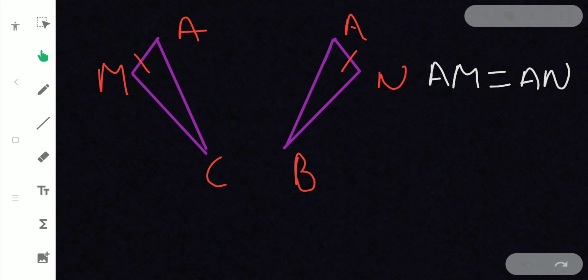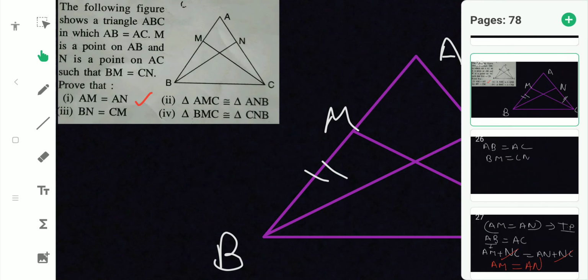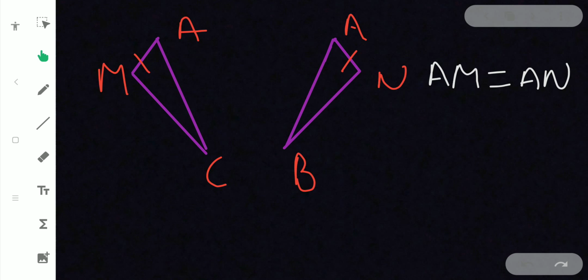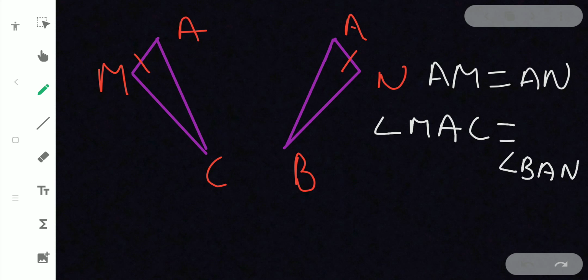You may get what is the relationship between them. You know these both angles are A over here. So you can see the both angles are A, but I have splitted it in two triangles, so that I got two triangles, but this is the common angle for both the triangles. So I will get angle MAC is equal to angle BAN. So you can write common angle.